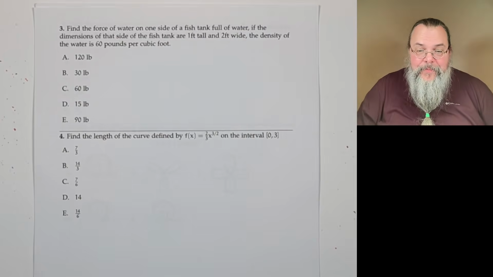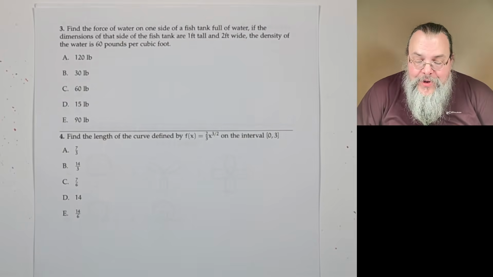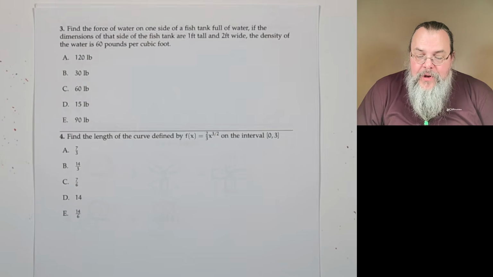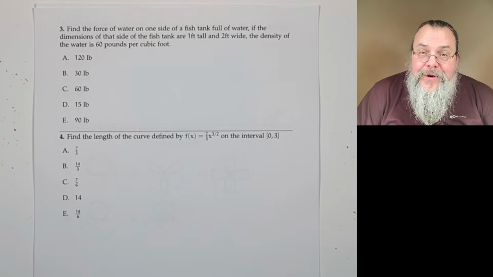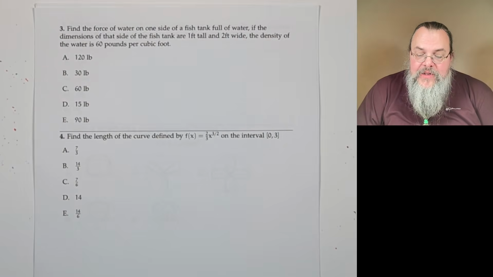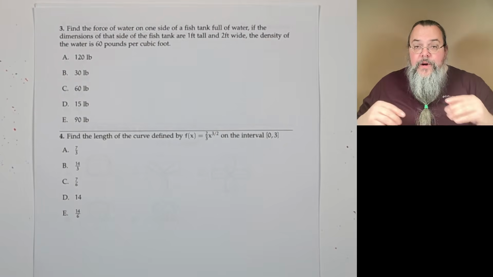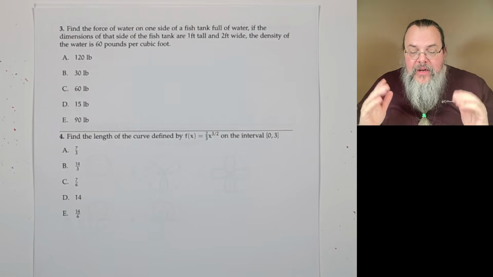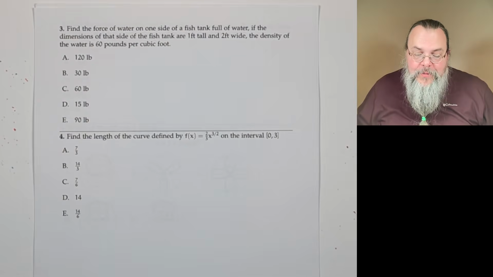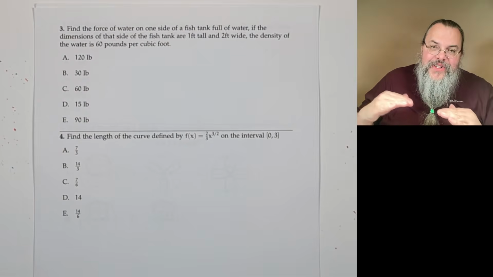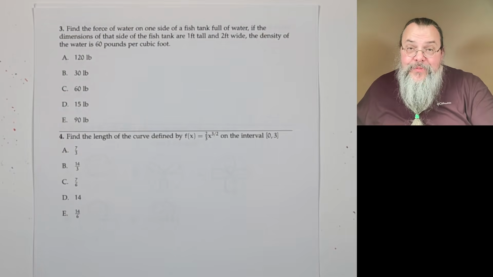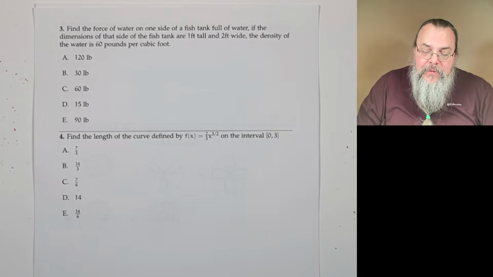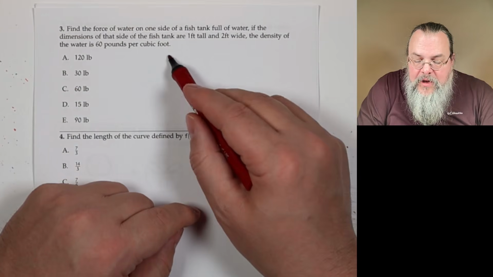Number 3. Find the force of water on one side of a fish tank full of water if the dimensions of that side of the fish tank are 1 foot tall and 2 feet wide. The density of the water is 60 pounds per cubic foot. Now, 60 is actually not quite right, but it's a nice big number. So how do we find force, or if you like, fluid force?